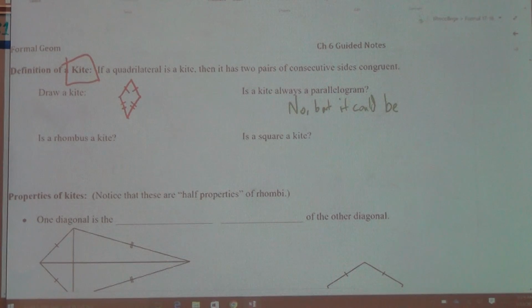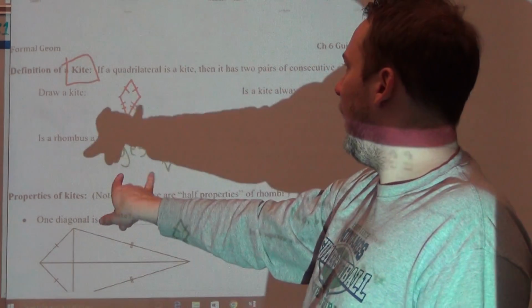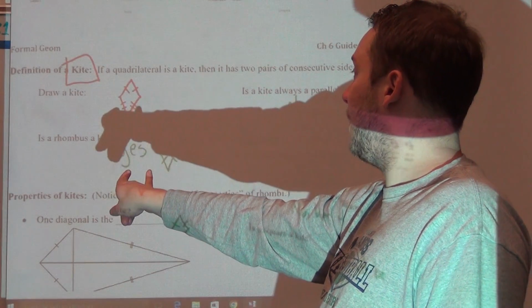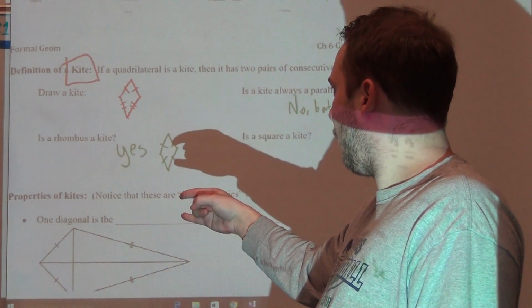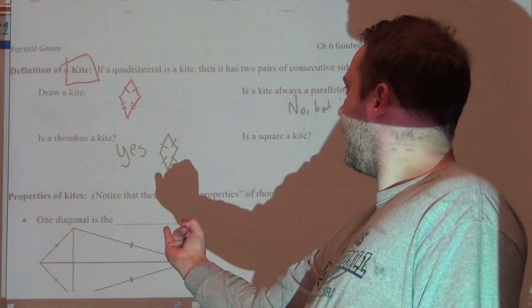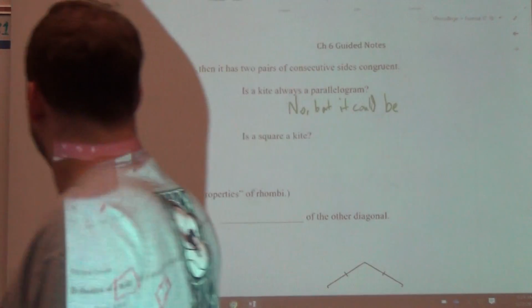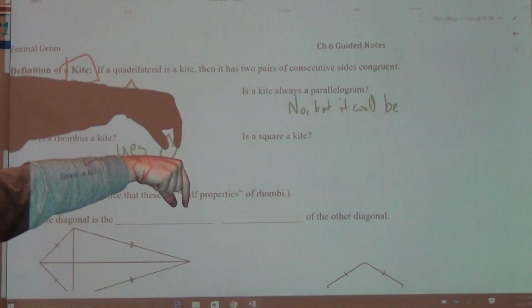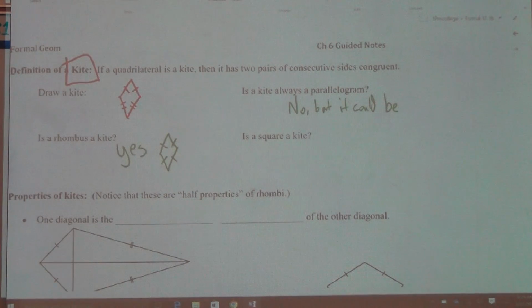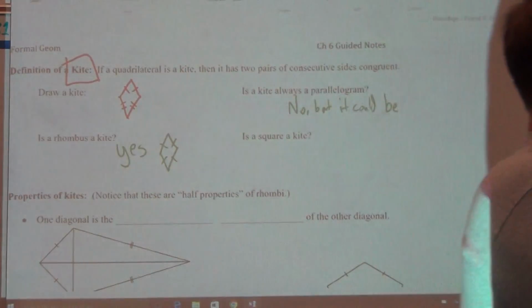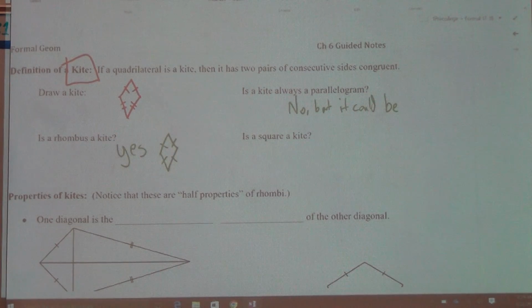Is a rhombus a kite? Yes. It just meets our criteria twice. Instead of having just one pair, like a kite does, I'm sorry, two pairs of consecutive sides, it actually has four pairs of consecutive sides. One of them here, the second one, the third one, and the fourth one. So it actually has more than two pairs of consecutive sides congruent, but it definitely has two pairs of consecutive sides congruent. It has four instead of just two.